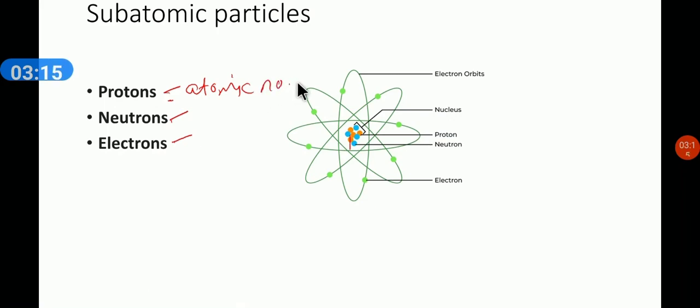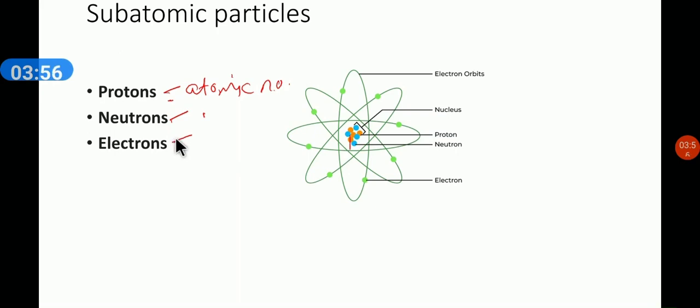Protons are positively charged particles located in the nucleus, and the number of protons defines the atomic number or element. What about neutrons? Neutrons are neutral particles, meaning they have no charge, and are also located in the nucleus. The number of neutrons can vary within the same element, creating isotopes.